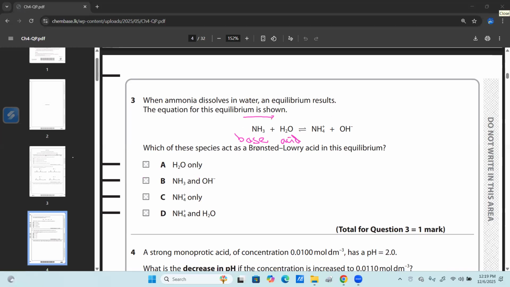If I take the backward reaction, ammonium becomes ammonia by removing a proton. Removal of a proton is an acid. OH- becomes water by accepting a proton. So it is a base. So which ones are acting as acids here? So we can see water and ammonium. So the correct answer is D.